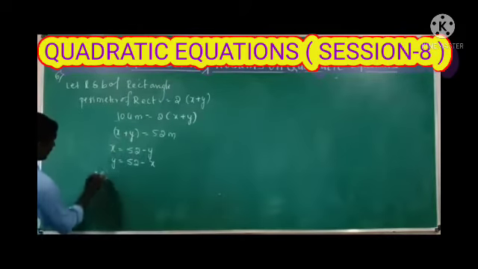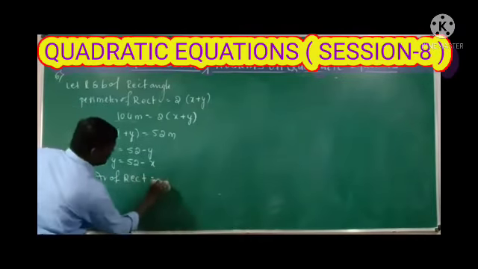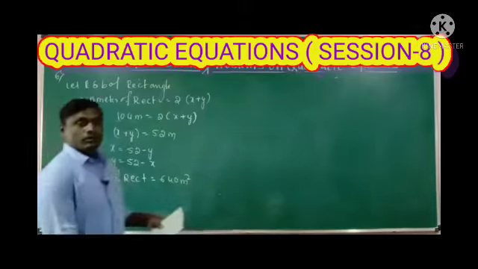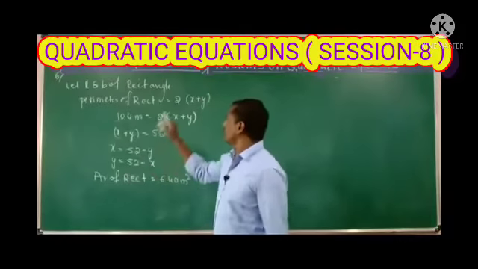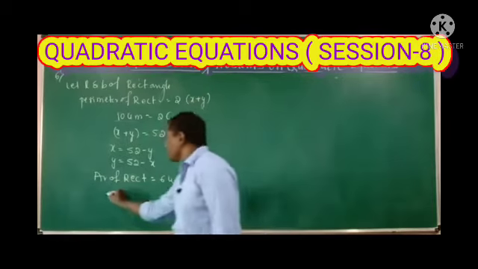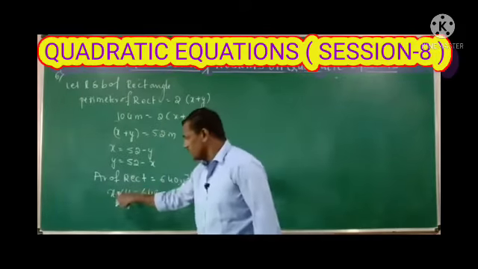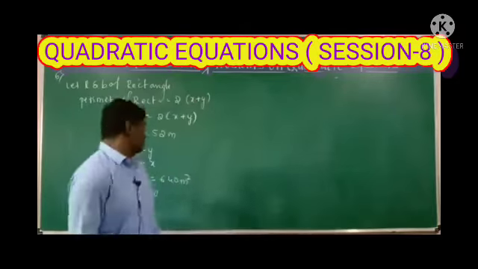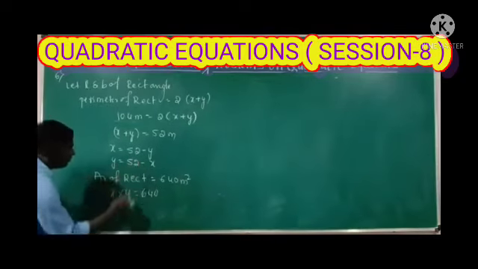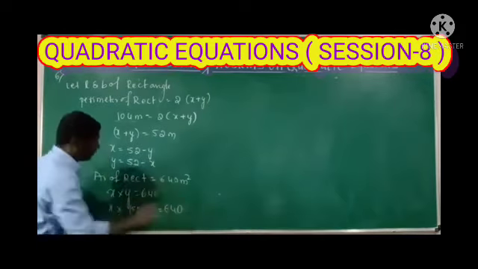The area of rectangle is already given. Area of the rectangle is 640 meters square, right? So what is the area of rectangle formula? Length into breadth. So what we are considering here? Length and breadth, x into y, right? So x into y is equal to 640. Now I am considering the quadratic equation in terms of x. So write this x as it is. In the place of y, what you have to write? y is equal to 52 minus x, so x into (52 minus x) is equal to 640.